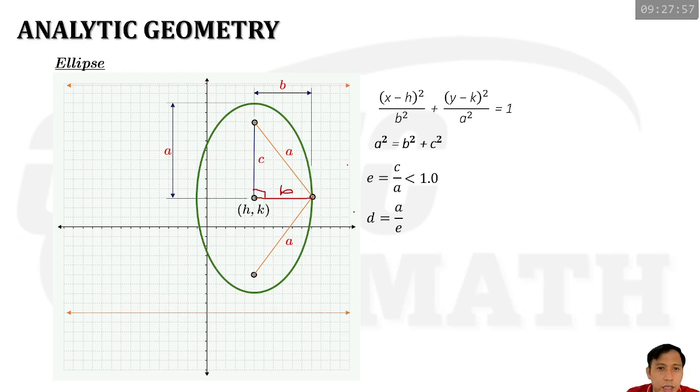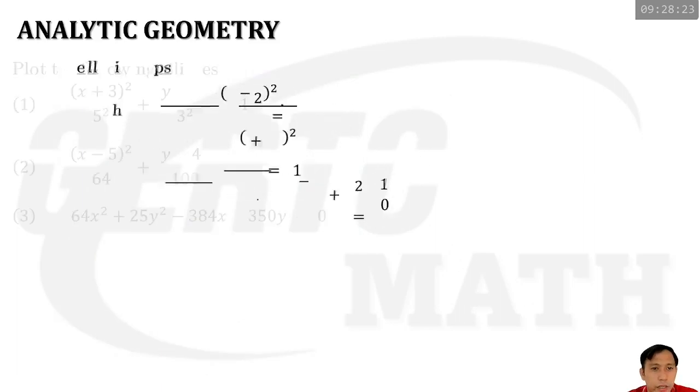Now, the directrix naman are lines located dito. As you can see, these orange lines, they are called the directrix. The distance of a directrix from the center of the ellipse is equal to A over E. Okay? A over E, where E again is the eccentricity. So ito yung D.